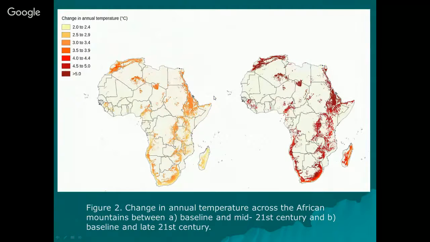And just to give an idea what they look like, these are changes in temperature from the present to the mid-century, so 2050, and from the present to the end of the century. Obviously in a warming world, mountains are going to get warmer, but it's not a constant figure by any stretch of the imagination. There's more warming towards the Atlas than down in the Southern Cape.